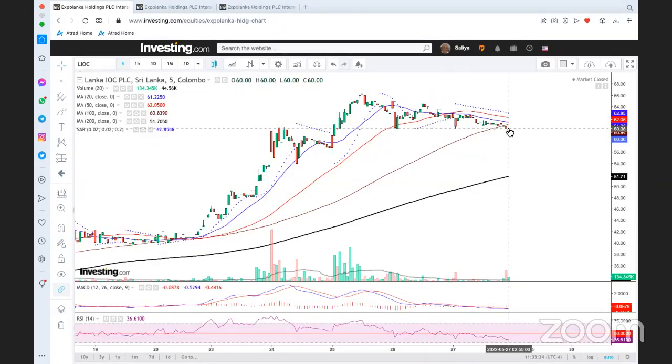The prices have to cross above the 20 period moving average and the 50 period moving average. Thereafter, you will see the 20 period moving average crossing above the 50 period moving average. At that point, you will see the PSAR dots also below the prices. At the moment, it's above the price.